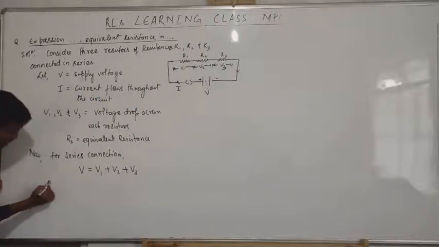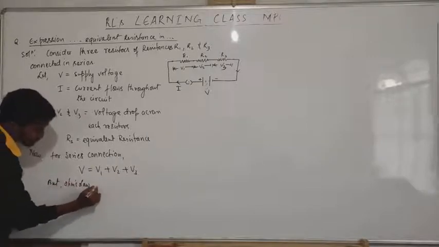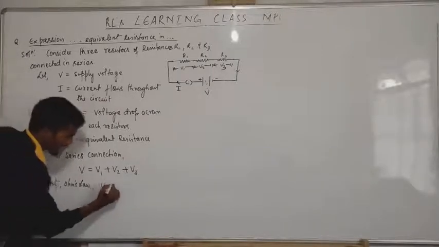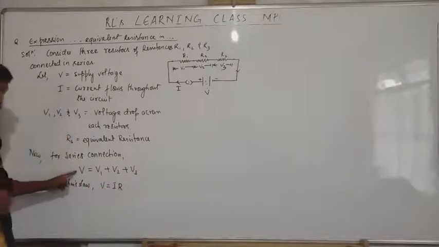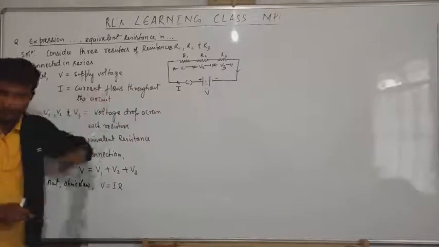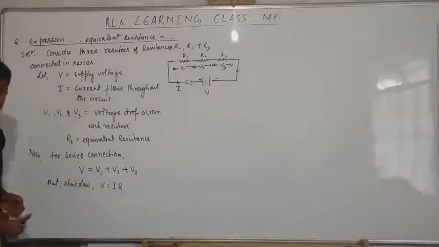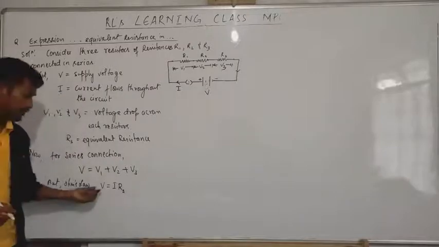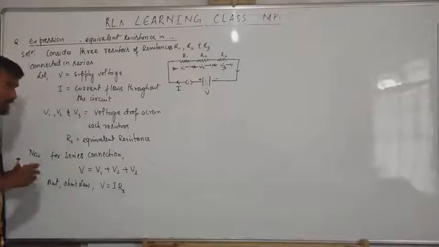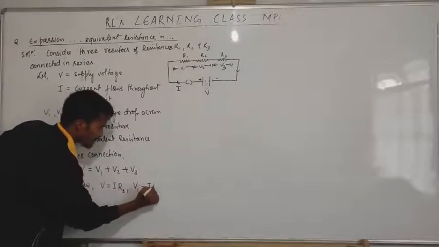But from Ohm's law, what's the formula? V is equal to I into R. But this V is the total or supply voltage, and I remains the same for our circuit. So if V is the total voltage, then R will be the total, so I put RS. If V is the supply voltage, then R should be the total or equivalent resistance. Then V1 is equal to I into R1.